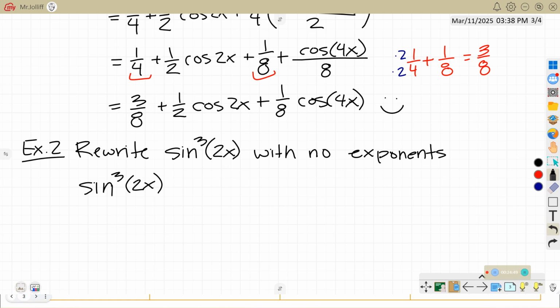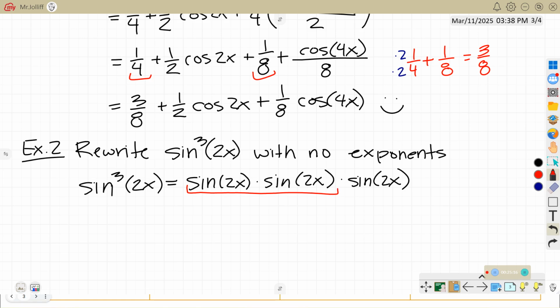So I'm going to write this out long form. When we have a cubed, that means times itself 3 times. So this is sine of 2x times sine of 2x times sine of 2x. To make a squared, I need two things. So these two together can become our squared. And I'm going to have a sine left over hanging out at the end, which is perfectly fine. So this is sine squared of 2x times sine of 2x.